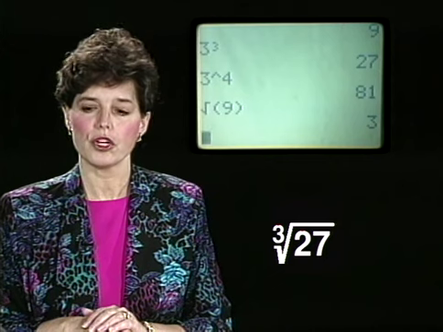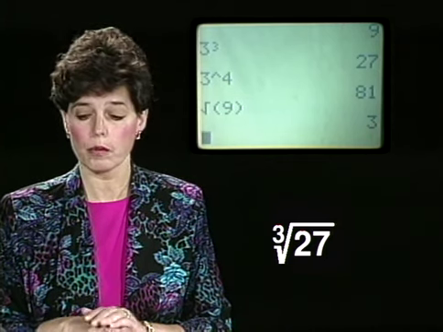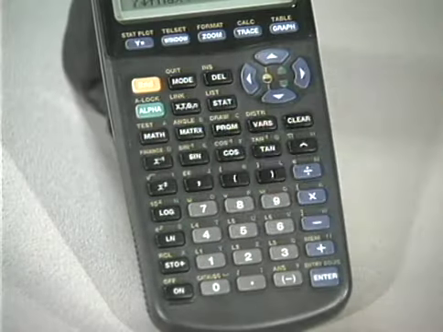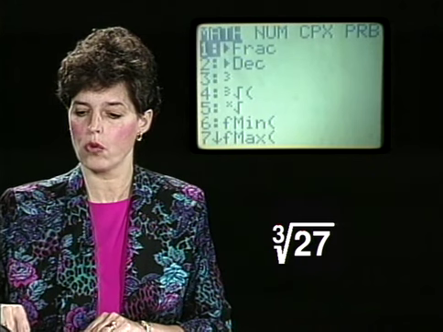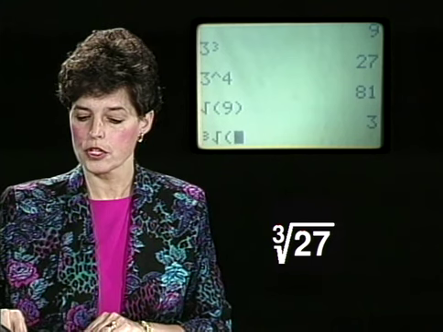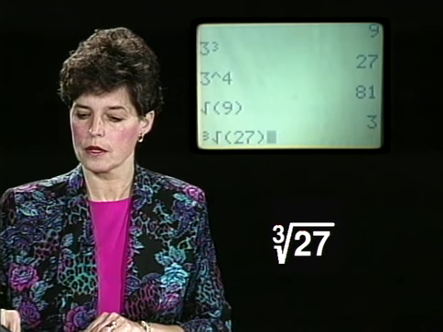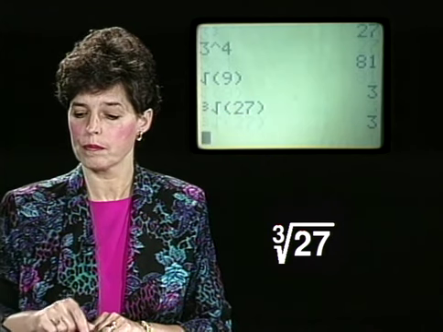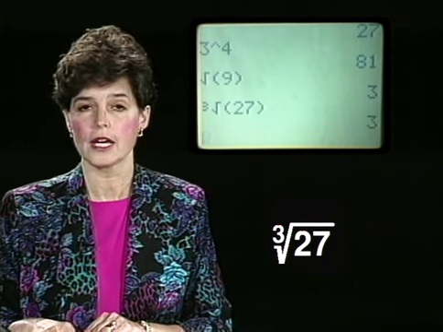Now we want to do the cube root of 27 next. The cube root can be found by going into math, go down to your 4th choice. I'm going to press the number 4, and it pops into my home screen. Let's put in the number 27 and close the parentheses, press enter, and of course the answer is 3. We know that the cube root of 27 is indeed 3.